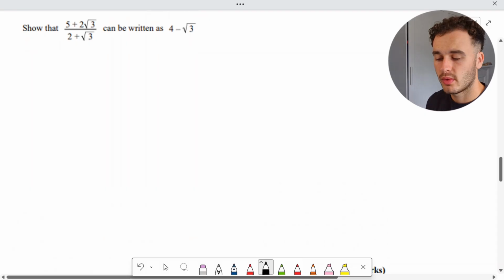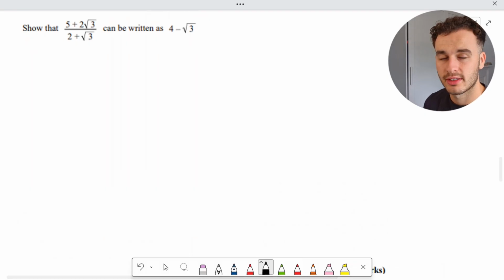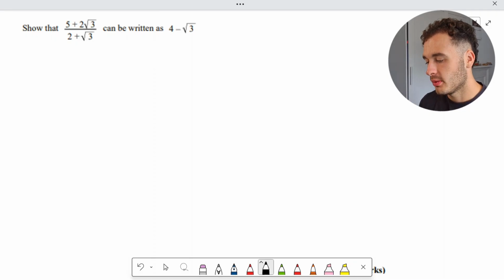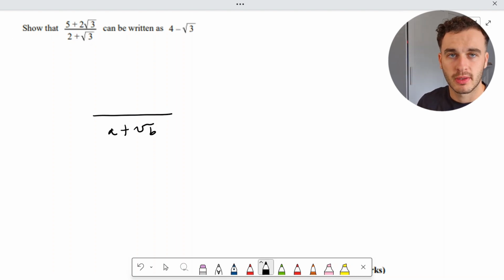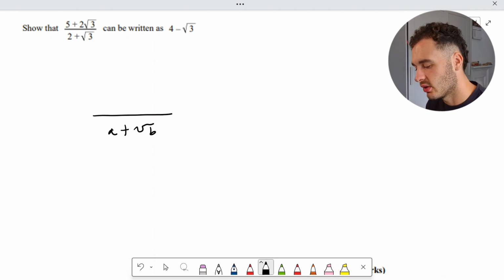So we're going to have a look finally at harder rationalising the denominator. This is very, very difficult, but you need to be aware of something called the conjugate. When you have a denominator in the form a plus root b or a minus root b, you multiply by its conjugate.